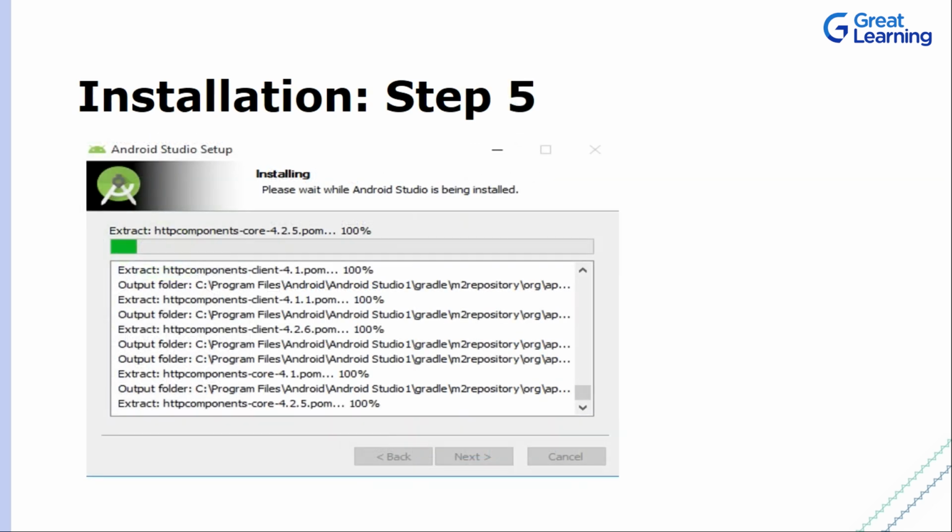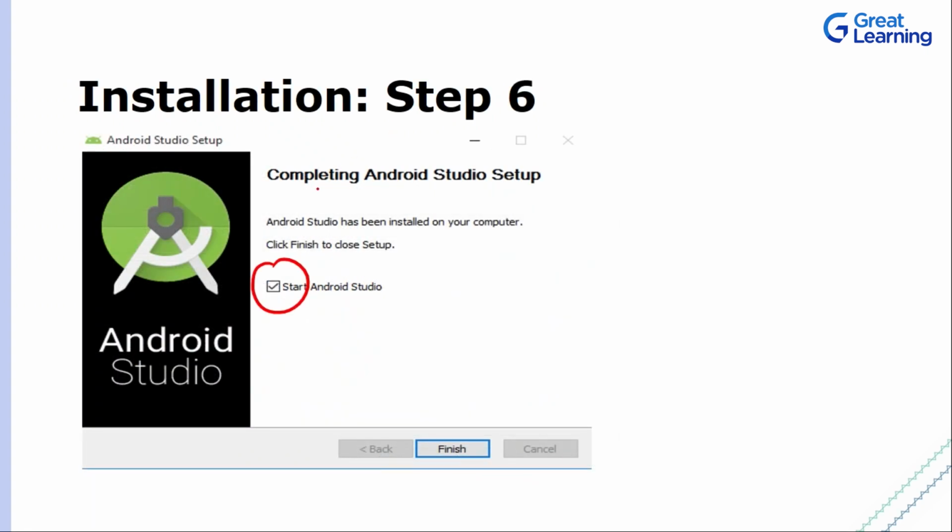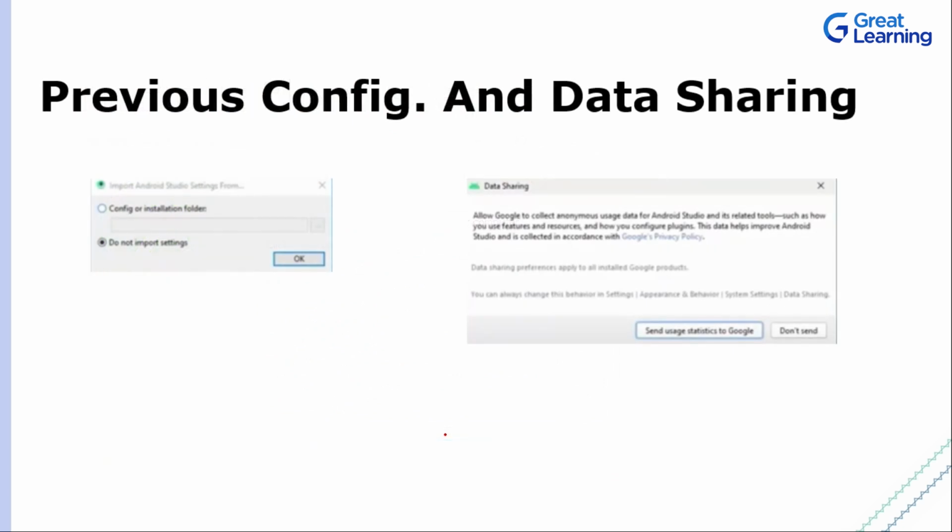So this process will take some time, so I'm skipping the part of getting it installed and all those things. Straight away I'm going to step 6, click on it and click on this finish option. Once you have finished it, most of you who haven't downloaded it earlier will get this configuration message and data sharing message.